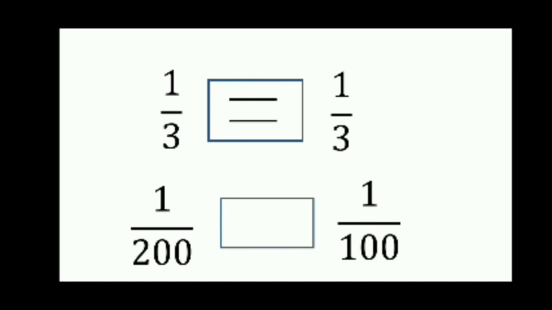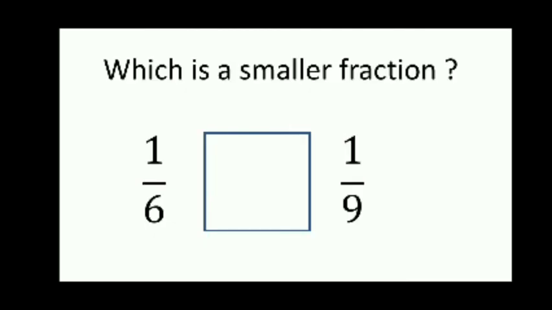1 upon 200 and 1 upon 100. So which is a bigger fraction here? Correct. 1 upon 100 is a bigger fraction. Which is a smaller fraction? 1 upon 6 or 1 upon 9? Yes, 1 upon 9 is a smaller fraction and 1 upon 6 is a bigger fraction.